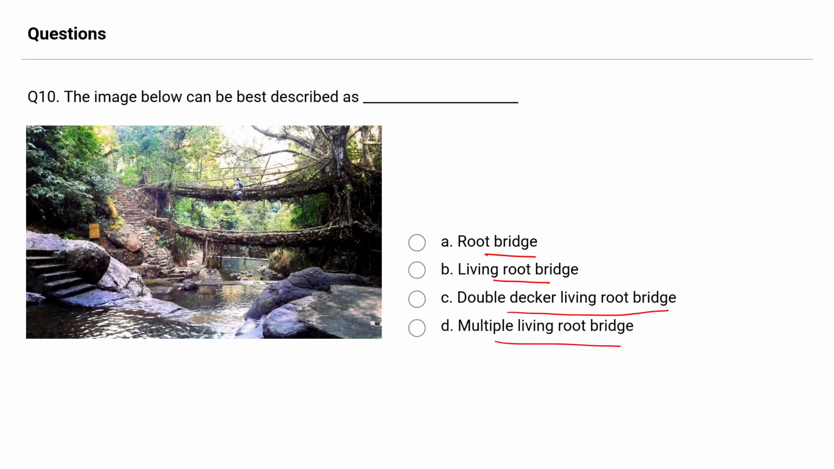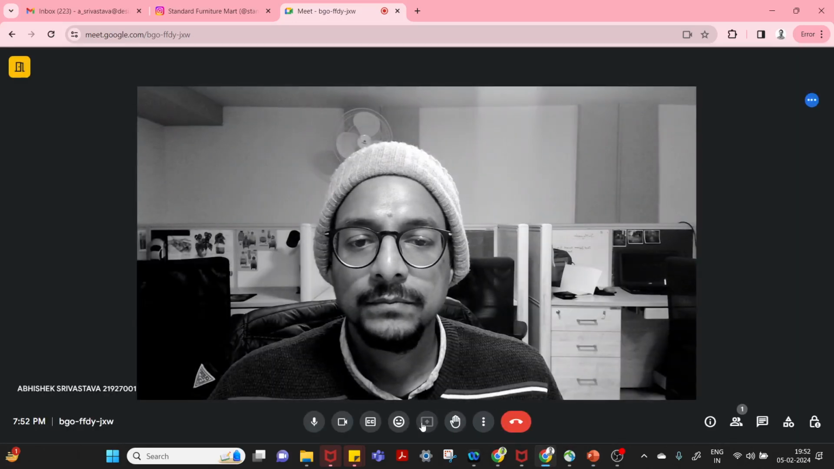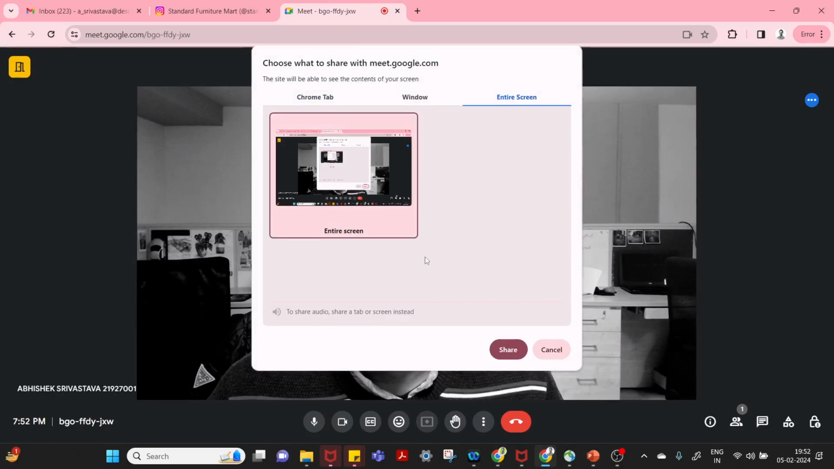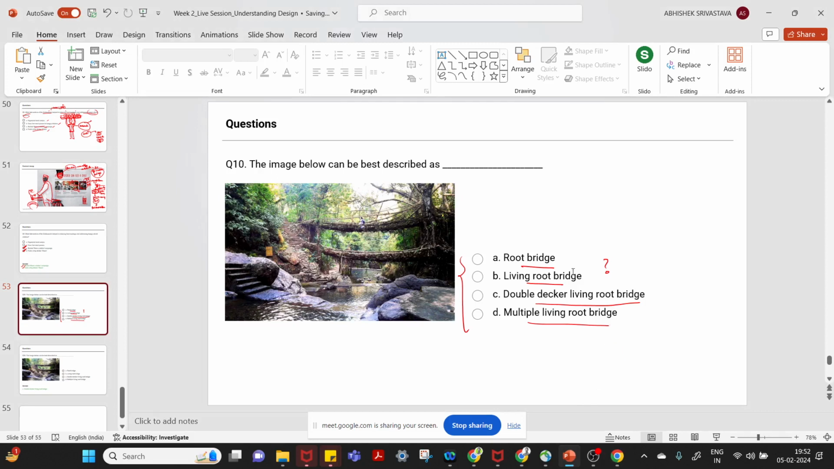So take your time and think about which of these options could be correct. Out of the four options, what is the correct answer? The image below can be best described as root bridge, living root bridge, double decker living root bridge, or multiple living root bridges.